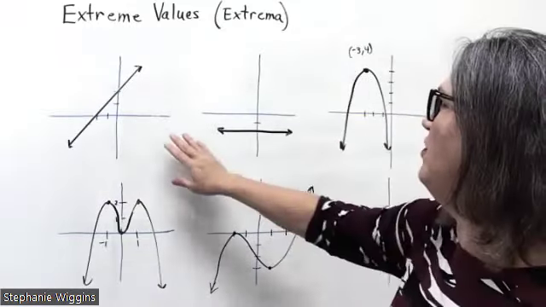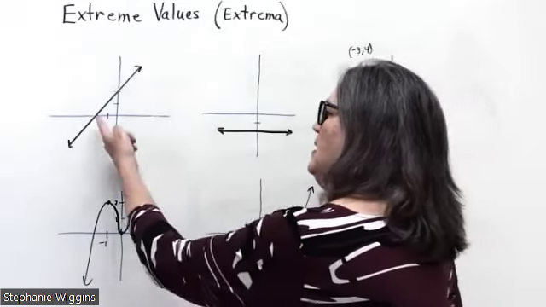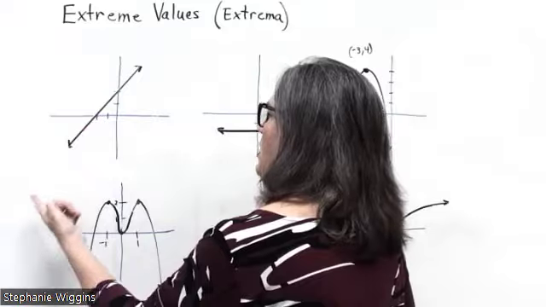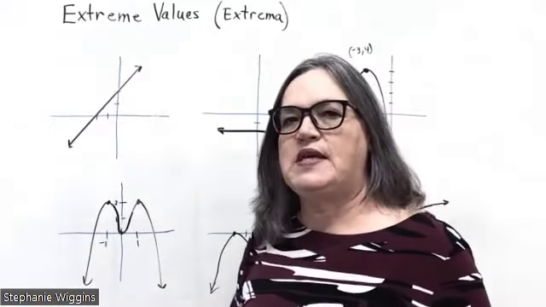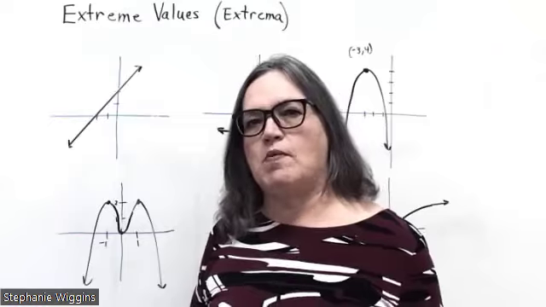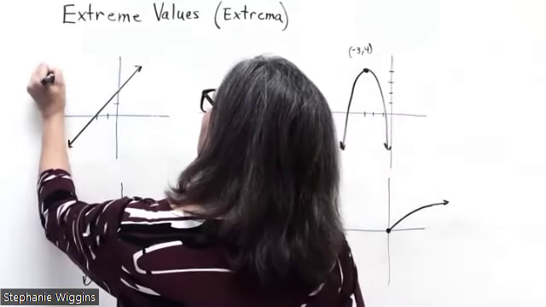So here we have a function that is linear. And you can see because it goes forever down and up in opposite directions, it's not going to have a maximum or a minimum value. So in this case, there are none.